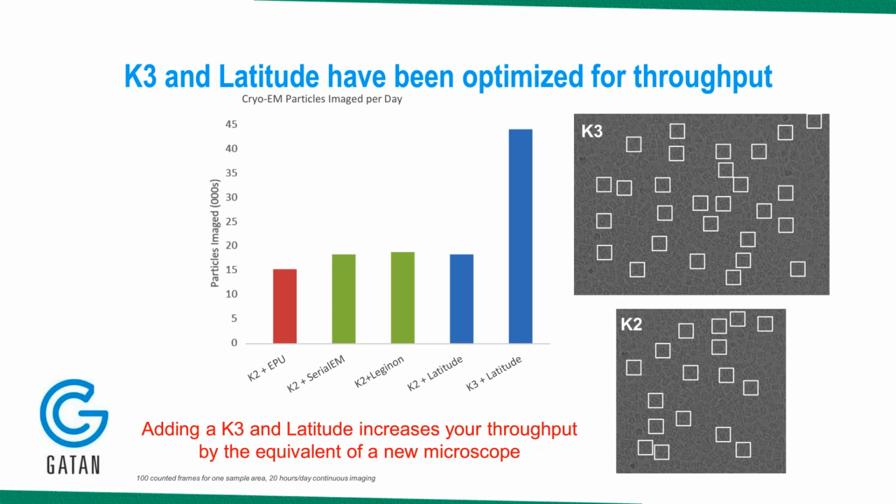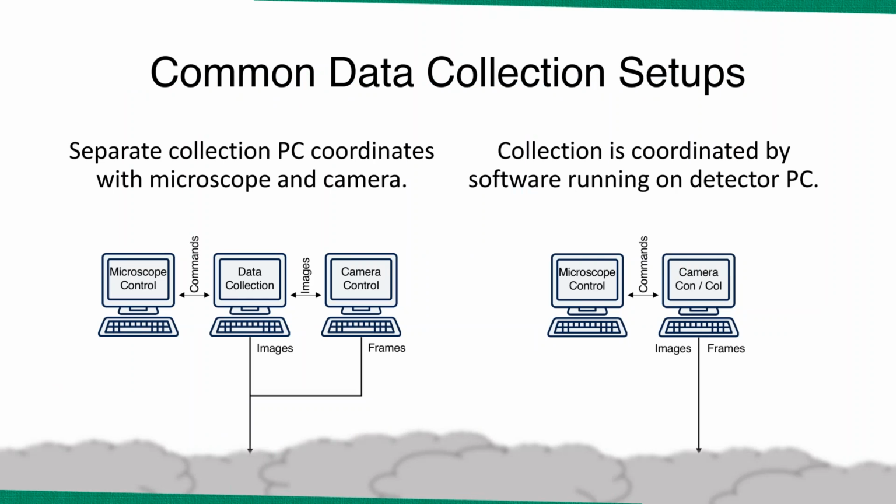The first place to think about how to handle this is with your data collection, right? I already showed examples of serial-EM and Legion and Latitude, right? How are you going to handle your collection? We have to start with the basics. Do you have a separate collection PC that coordinates with the microscope and camera a la Legion, or are you using EPU or Latitude or serial-EM and running everything on either the microscope computer or the camera control computer?